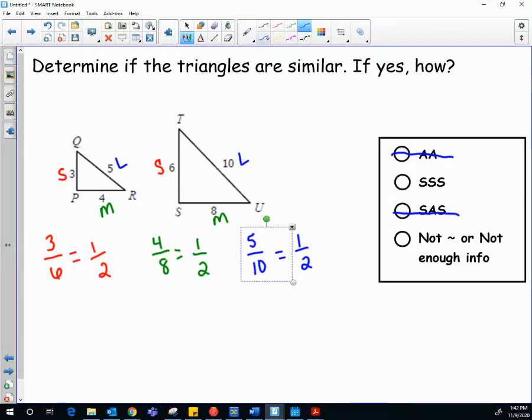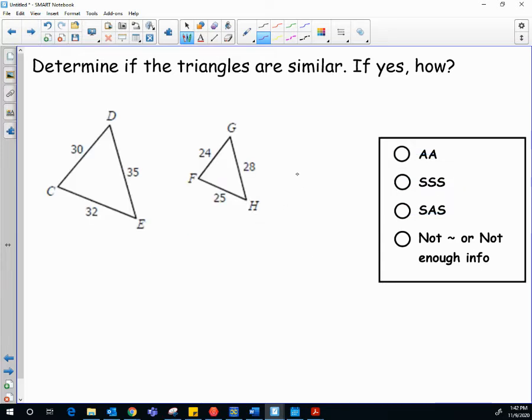Well, now that I can see all three simplify to the same ratio, which tells you that the sides are proportional. So this one is similar by side, side, side. Now, just because you see 3 sets of sides does not automatically mean it's side, side, side. You actually have to go and check the ratios.